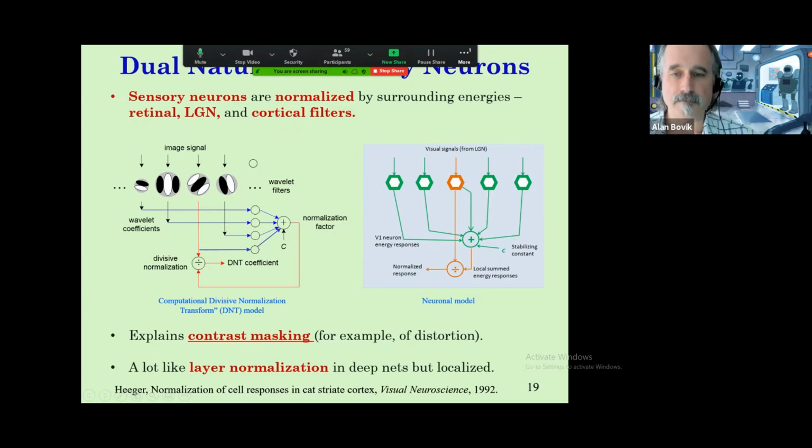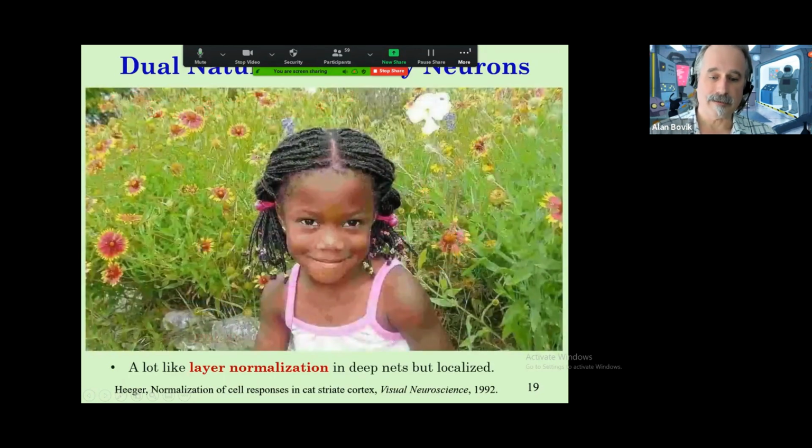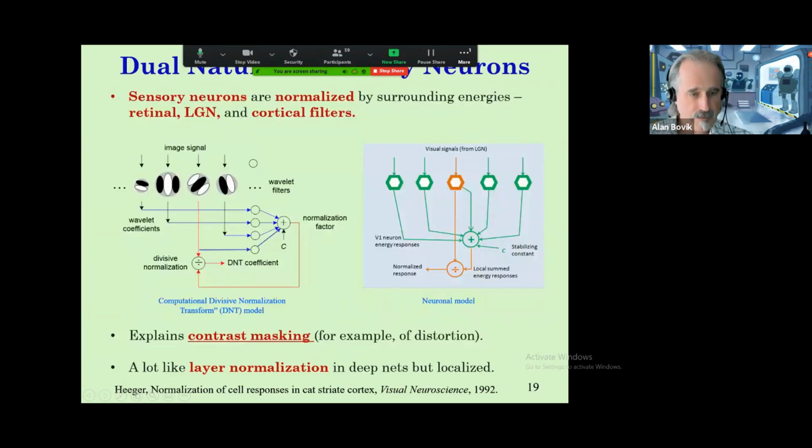This is an established model in vision science and visual neuroscience that was published long ago and is widely accepted, and fits all the data. So the vision system does this kind of processing. This model of the brain also explains a phenomenon called contrast masking, which I'll show you in a minute. And it's a lot like normalization processes you see in deep networks now, things like layer normalization, but this is a little bit more localized.